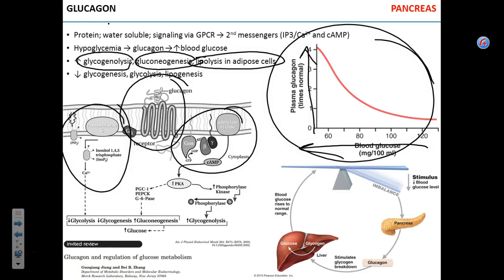Any process that is a glucose utilization, use of glucose, like glycogenesis or glycolysis or lipogenesis, all these processes will be inhibited by glucagon. Does that make sense? Questions? Moving on.